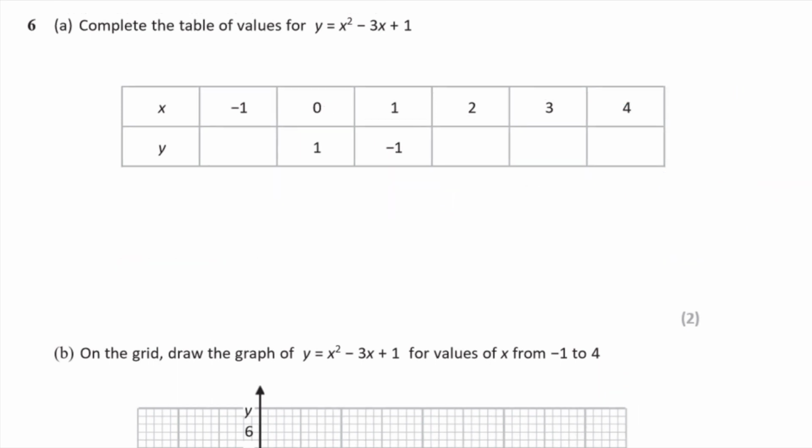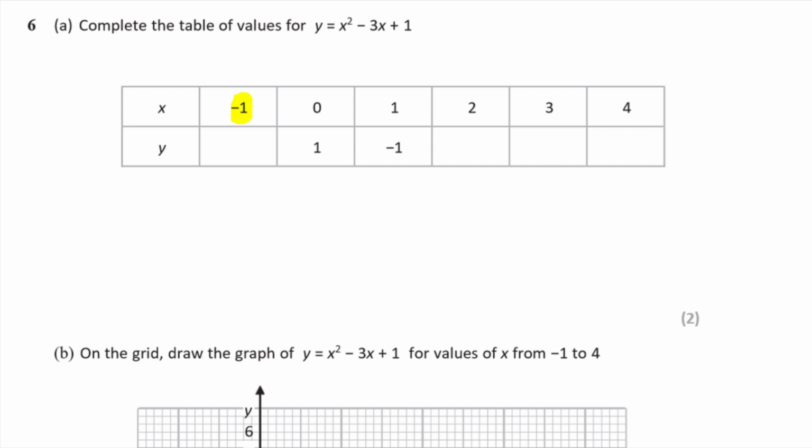Question 6a. Complete the table of values for y equals x squared minus 3x plus 1. Now again, if this was the calculator paper, we could just use the handy table function to work out this table in a jiffy, but we have to work them all out individually here. Okay, so I'm going to take each value of x in turn and I'm going to sub it into the function x squared minus 3x plus 1 and see what I get.